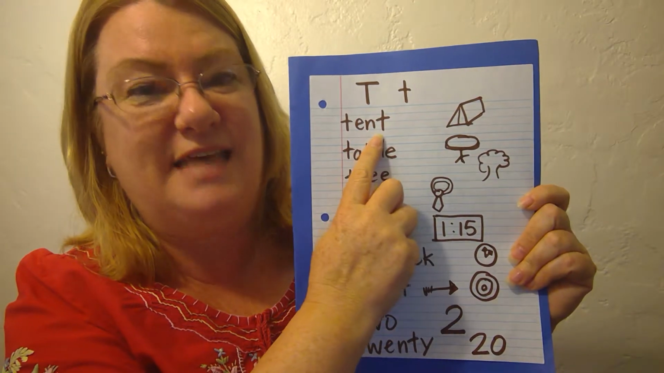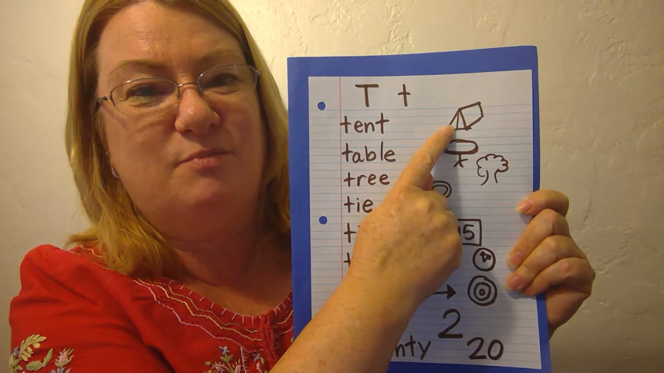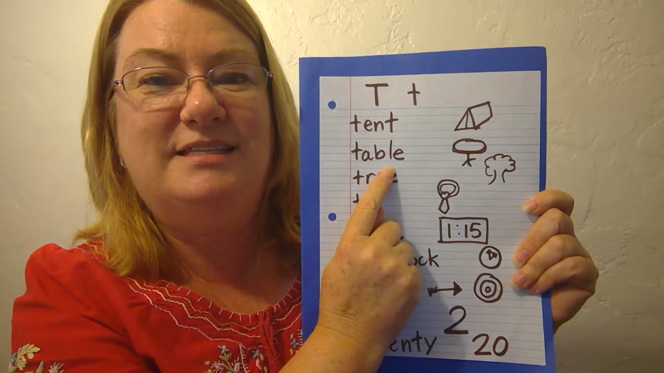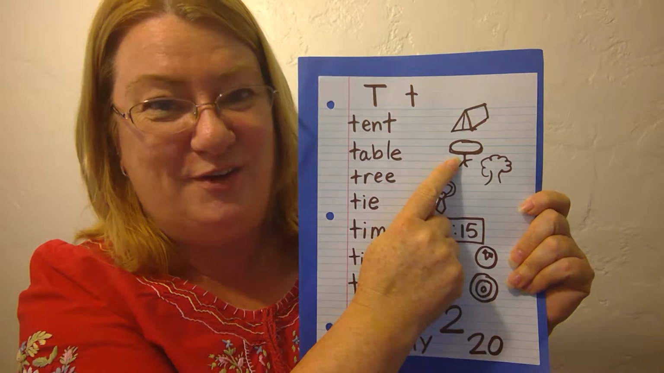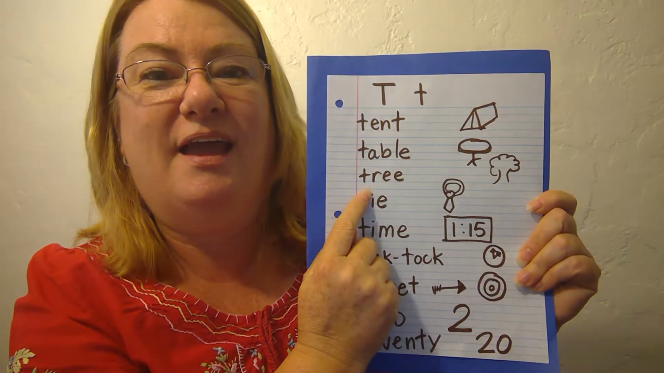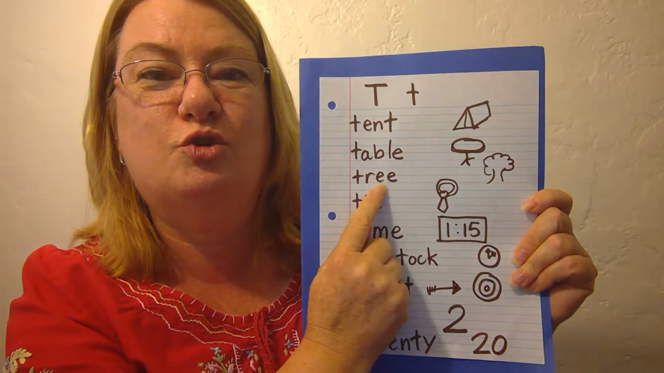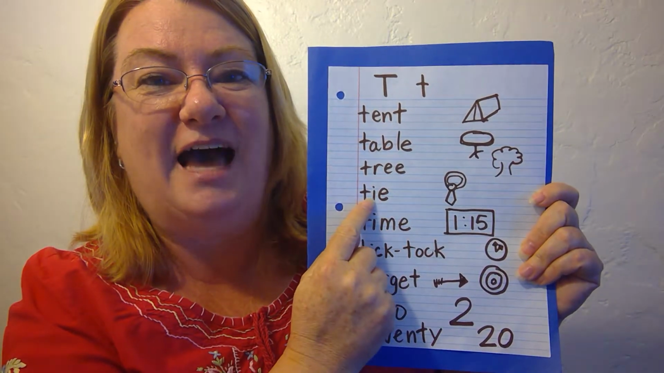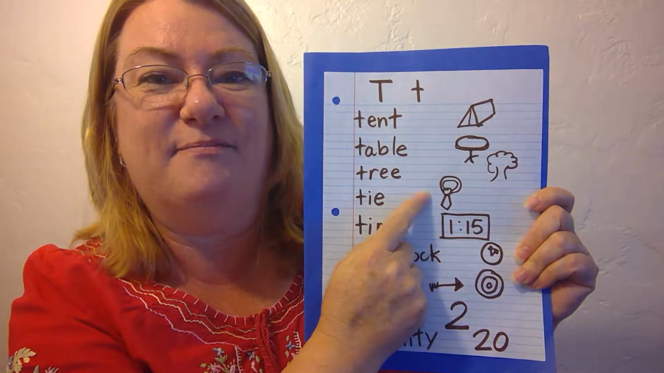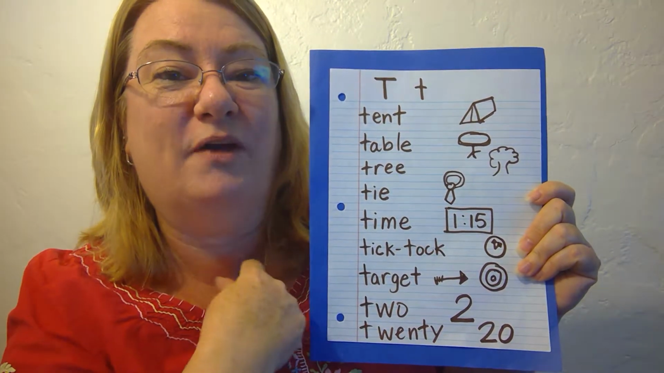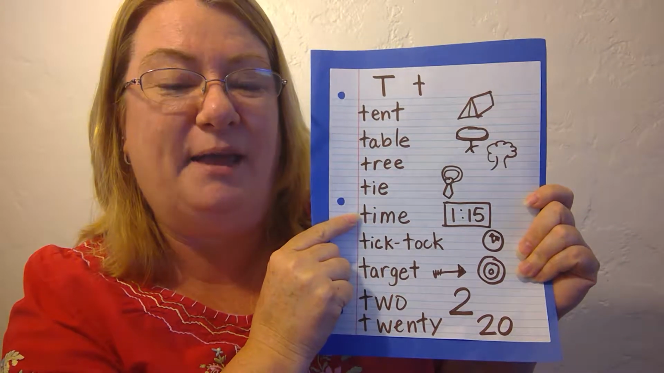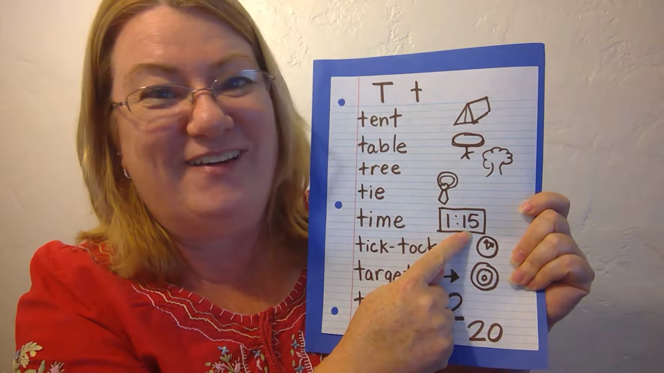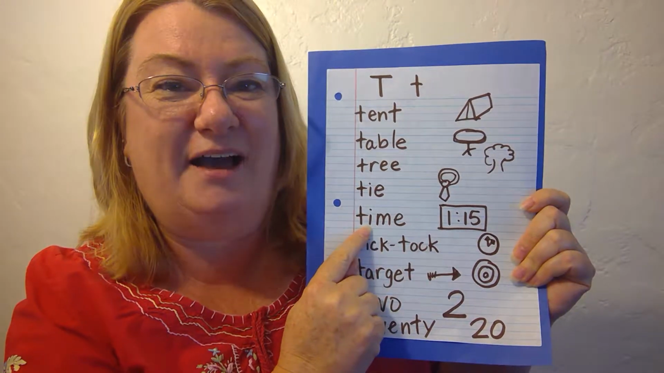So we can have tent, what you sleep in when you go camping, table, where you go and sit down and have dinner, tree, you like plenty of trees growing outside, tie. The men like to wear their ties around their neck. Time, 1:15 in the morning or in the afternoon, time.